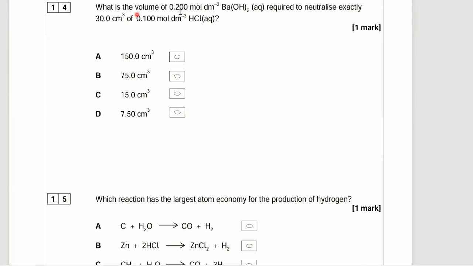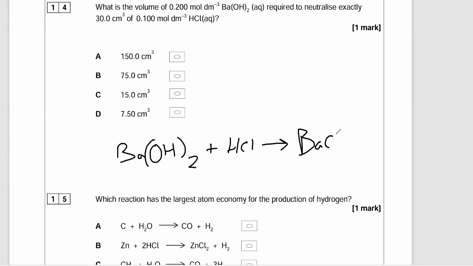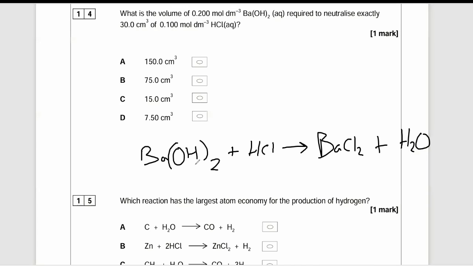Right, let's move on. 14. What is the volume of 0.2 mole per decimeter barium hydroxide aqueous required to neutralize exactly 30 centimeters of 0.1 mole per decimeter HCl aqueous? I need to write an equation because we need to look at the ratios. With moles, always write an equation if you can. So barium hydroxide plus hydrochloric acid, it's a simple neutralization. It's going to form barium chloride plus water. Okay, because we've got alkali and an acid.